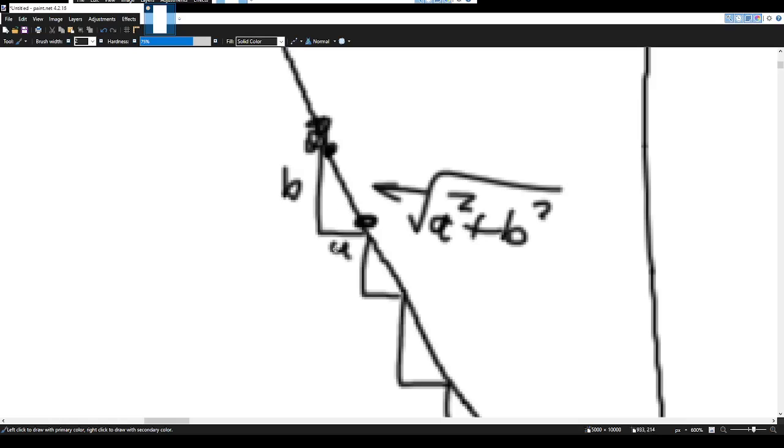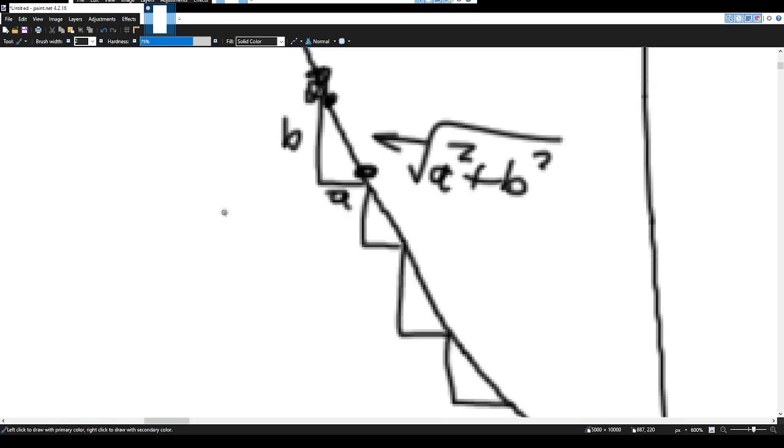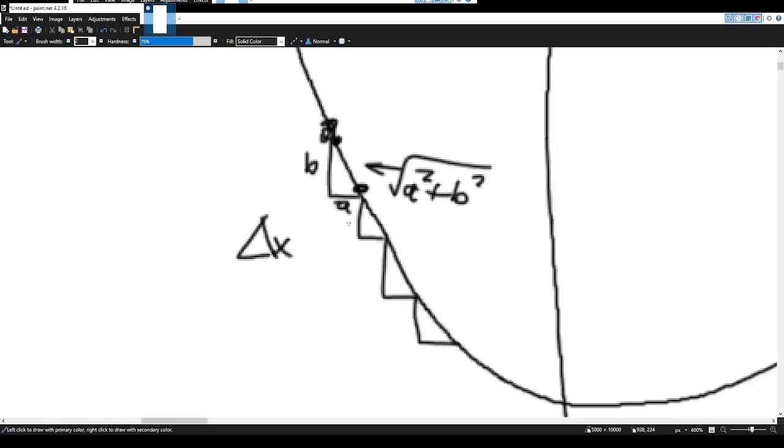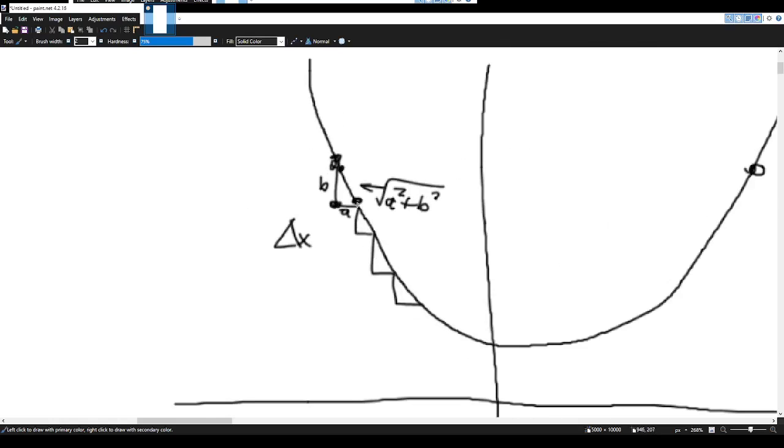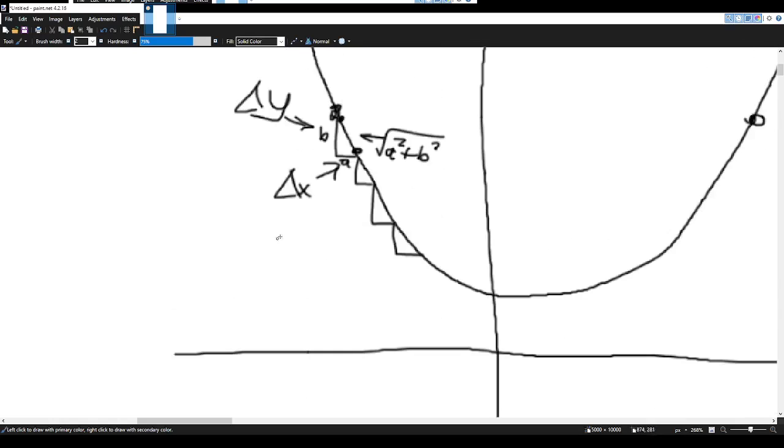Now, A is, we can call delta x because that's changing x, right? Because x is going from this to this, whatever those numbers have to be. And then B is, of course, by the same logic, change in y, right? So you can say that this right here is change in x squared plus change in y squared.